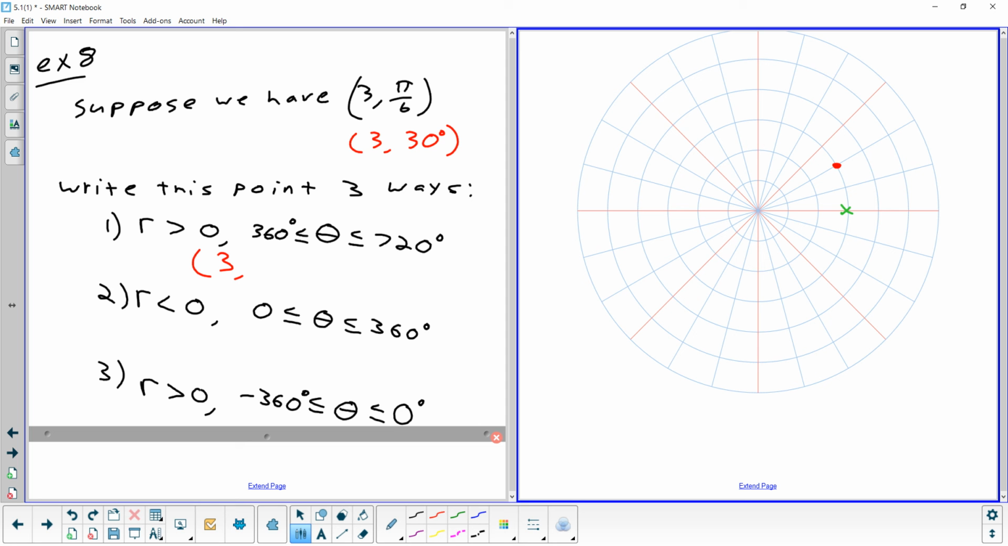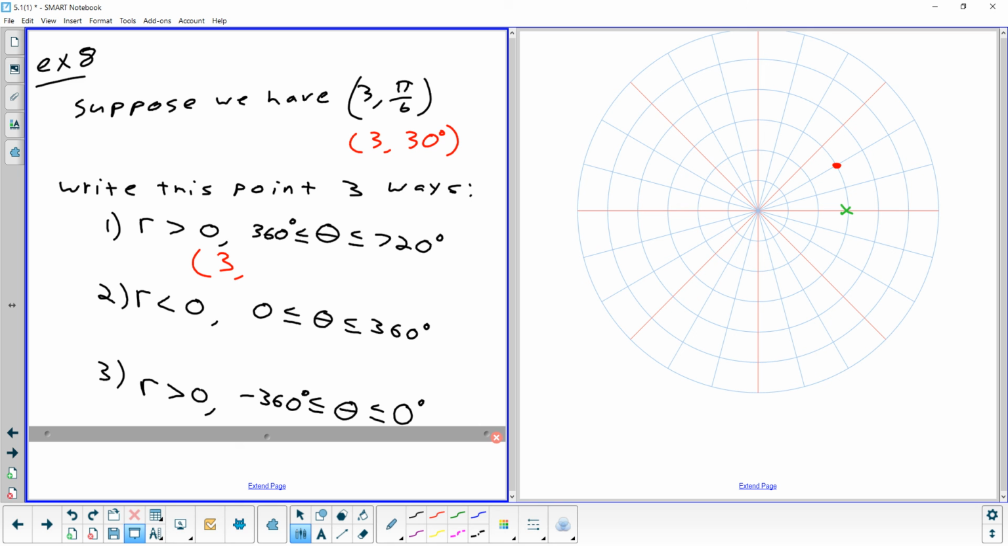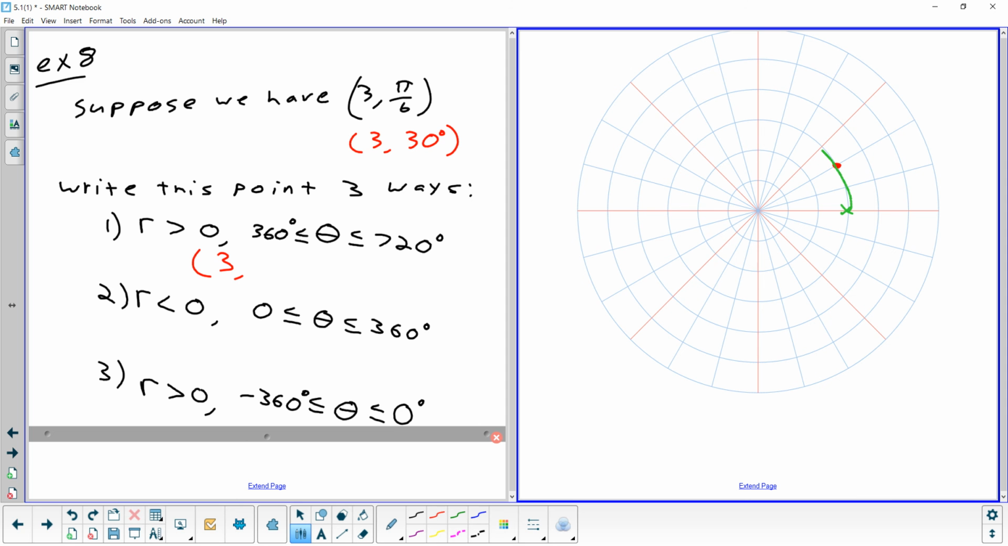Now, they want my angle to be between 360 and 720 degrees. So what direction am I rotating in? We're going counterclockwise. And 360 to 720 is between how many rotations around the circle? Between 1 and 2. 720 is 2 rotations, and 360 is 1. So between 1 and 2 rotations, rotating counterclockwise. That means you're going this way, and then stopping.